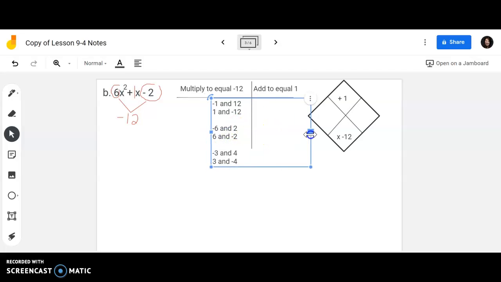And then we need to add those. So negative 1 plus 12, that's a positive 11. And then 1 plus negative 12, that's a negative 11.